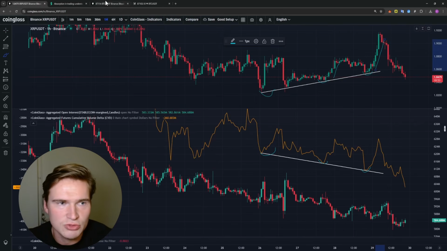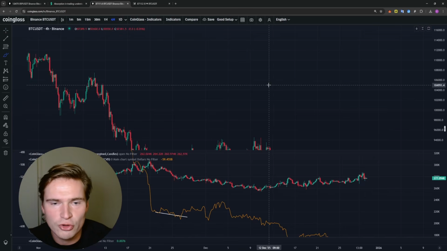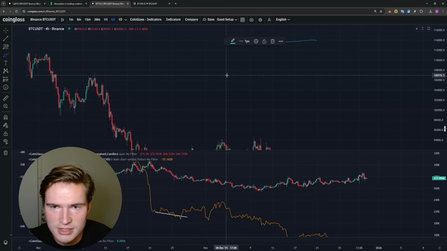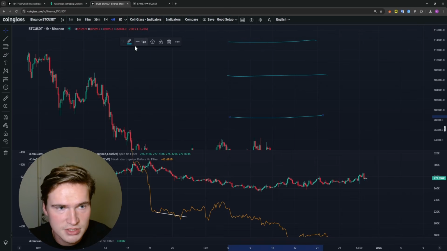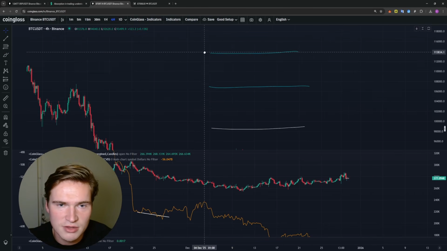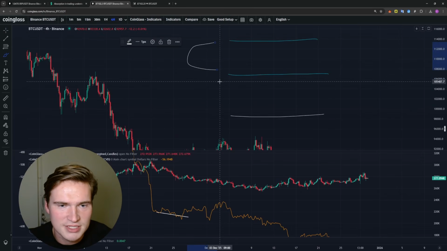I do want to let you know right here that there's a different type of absorption. Let's say that here at the top we have the price. Can I move this? Yes. So here at the top we have the price, and this is the CVD.